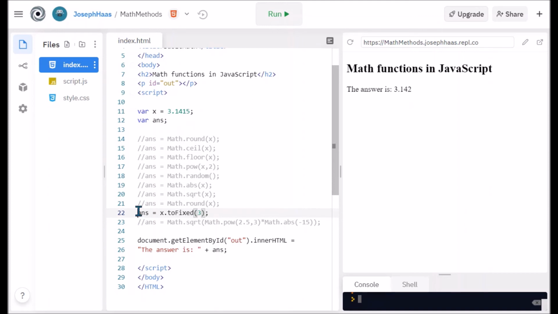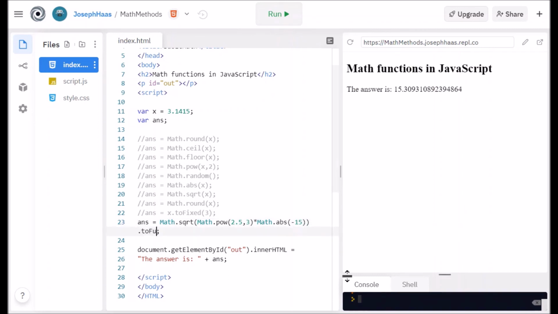And just to show you, of course, all of these math functions can be included inside of a more complicated mathematical expression. So here I have this big expression, math.square root of math.pow of this to the third times math.absolute value 15. If I run this, no problem at all. Hey, what if I want to round it to 2 places? Oh, you know how to do that already. ToFixed.